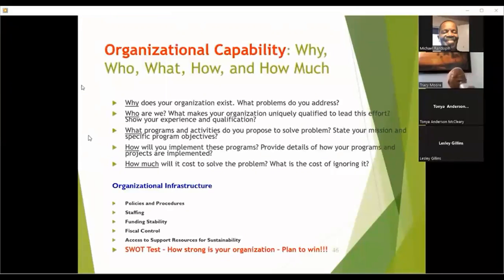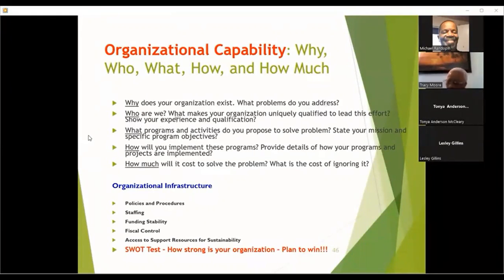Let's talk about organizational capacity once you get started. And nothing is done overnight, by the way. You build your capacity by putting together the why, the who, the what, the how, and the how much. You want to begin to address the question, why does your organization exist? And what problem do you address?